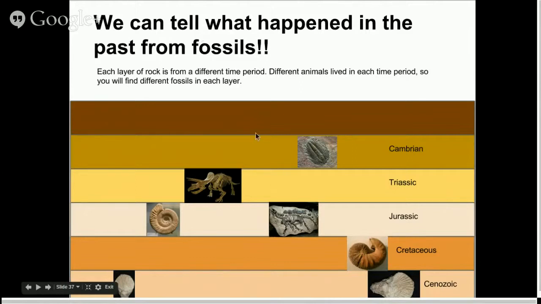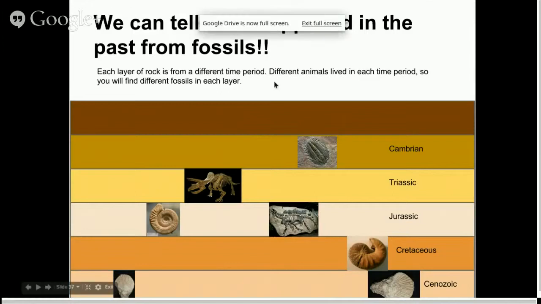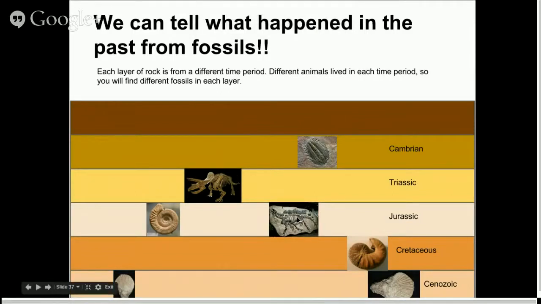So we have actually used fossils to see what happened in the past. We were able to date the rock that these fossils were found in, and Triceratops fossils are only found in rock that is this old. Okay, the same age as this rock. So we called that period of time the Triassic period. And so each one of these fossils is only found in a certain layer of rock. Stegosauruses were found in the Jurassic period.